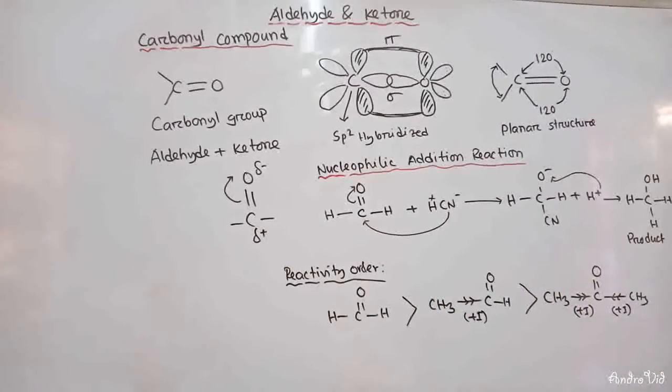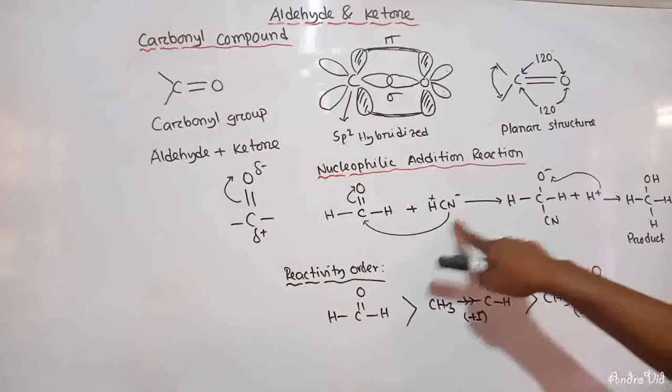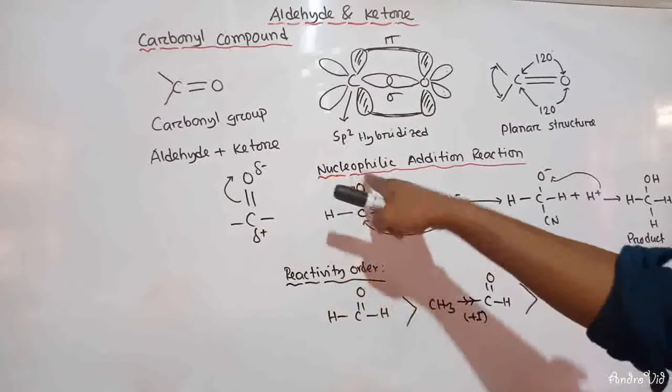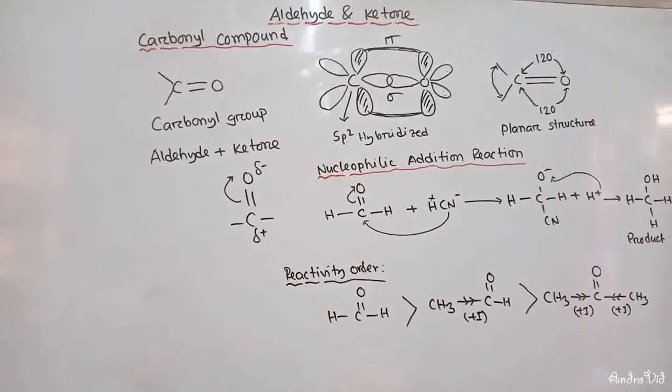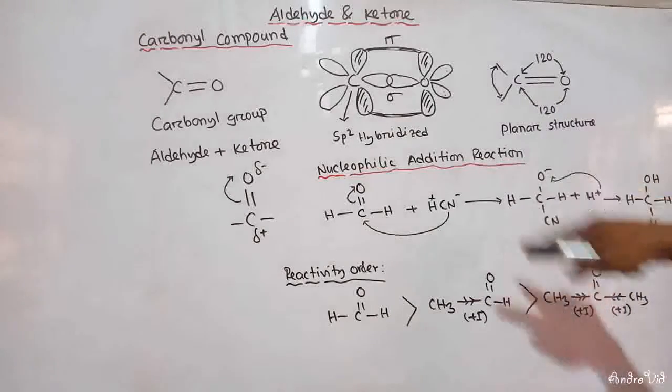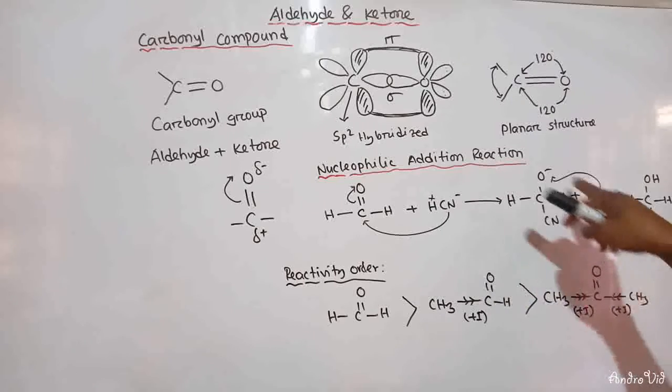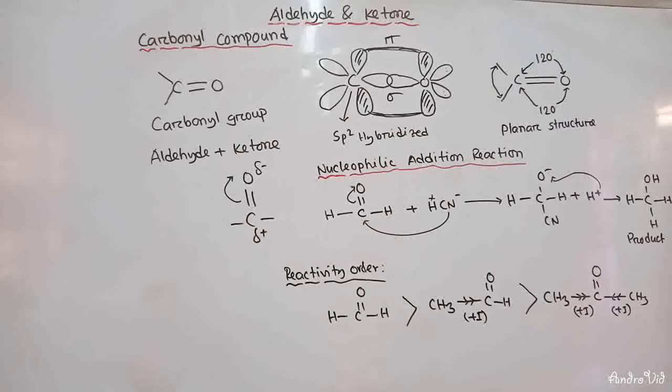This is basically a nucleophilic addition reaction. Cyanide as a nucleophile should attack this carbon. By this way, oxygen will be negative in charge as it is electronegative. After formation of this product, this negatively charged oxygen will receive a proton and this product will be produced. By this way, this type of nucleophilic addition reaction is possible in case of carbonyl group containing compounds.